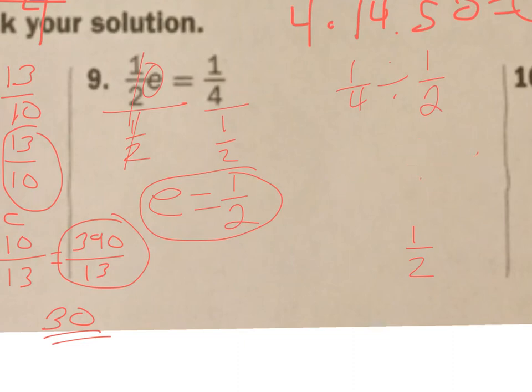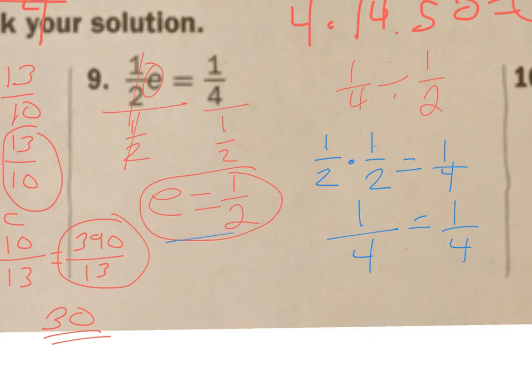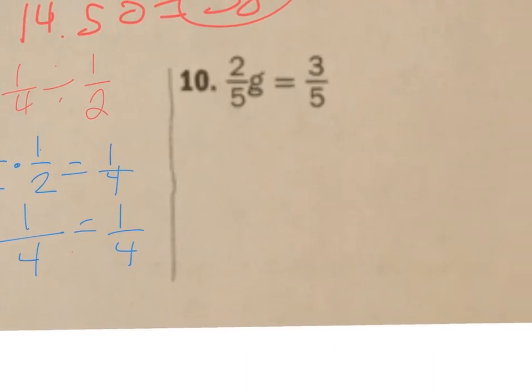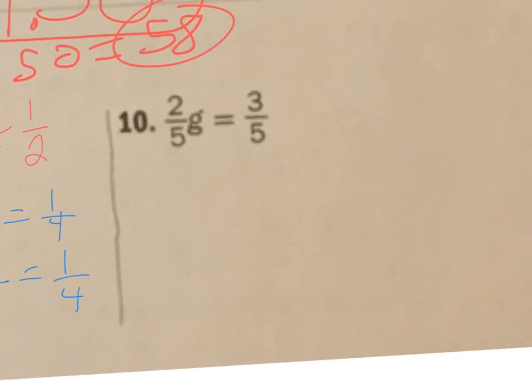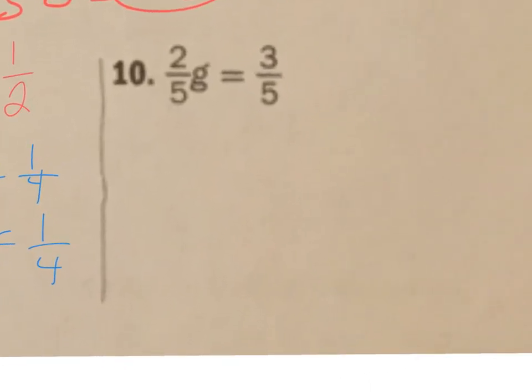Get rid of this. Okay. So I'm going to do 1/2 times, I think E is 1/2, equals 1/4. 1 times 1 is 1, 2 times 2 is 4, 1/4 equals 1/4. It sure does. This is correct. Okay, last one. All right, another tricky one.